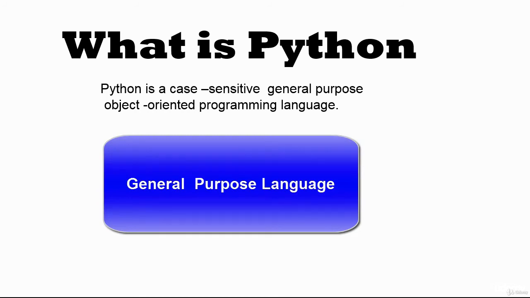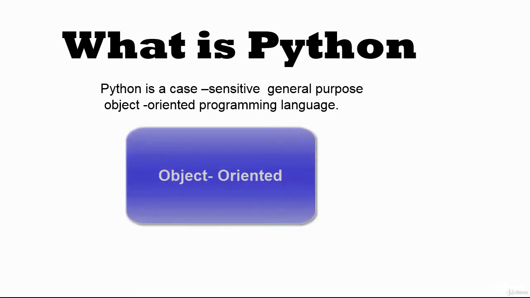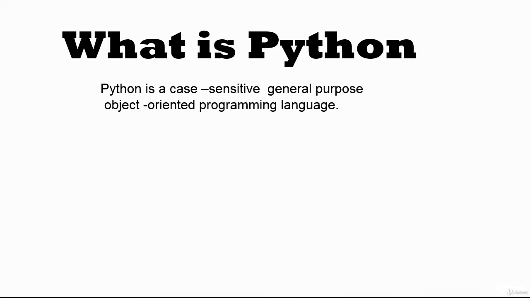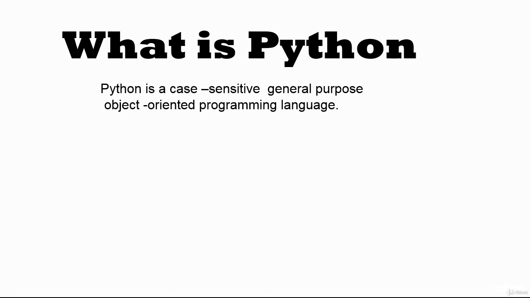By general purpose, I mean it can be used to do a variety of things, both big and small. Python is an object-oriented programming language. Object-oriented means it treats everything as an object. For example, in the real world, a car is an object, a person is an object, a teacup is an object. So Python treats everything as an object.